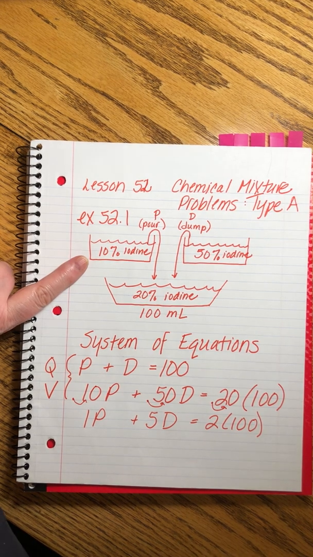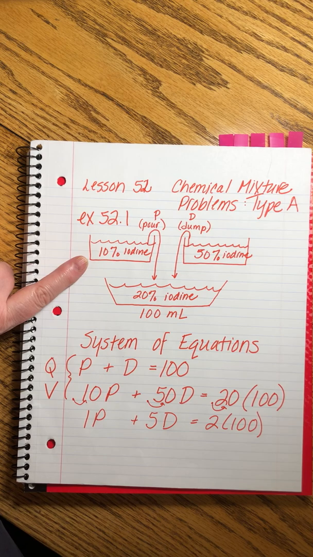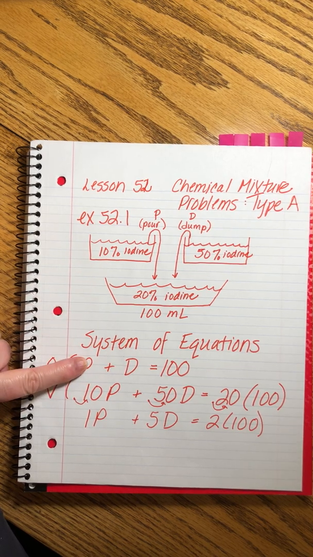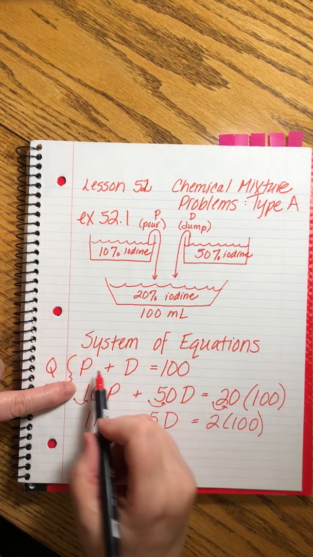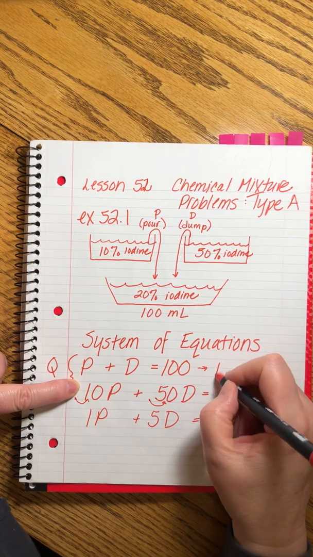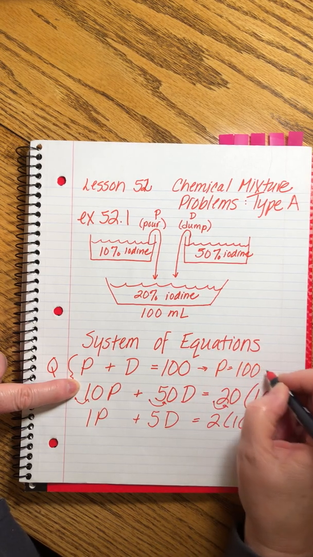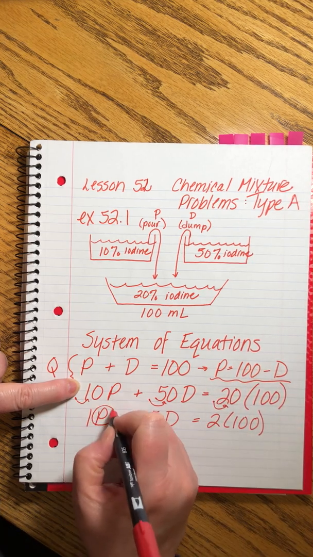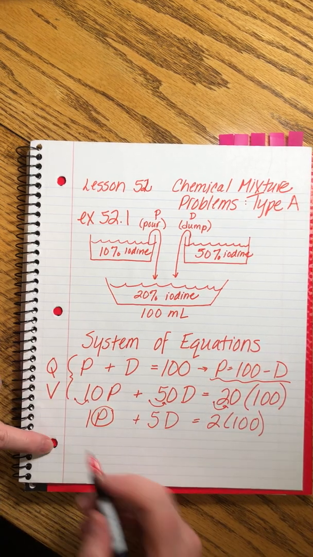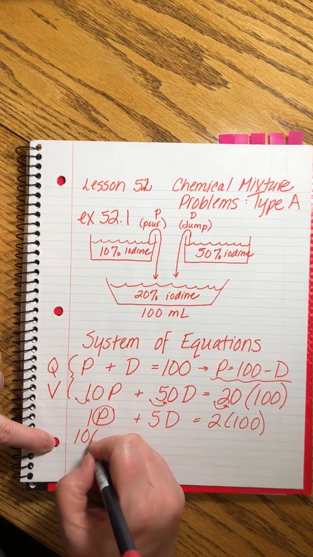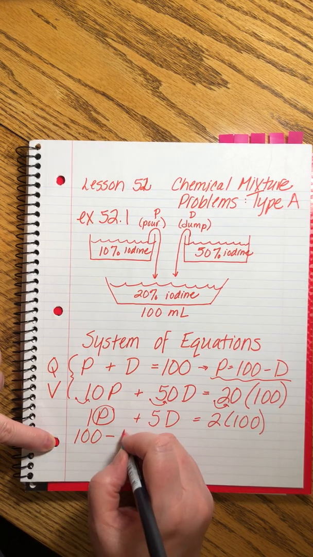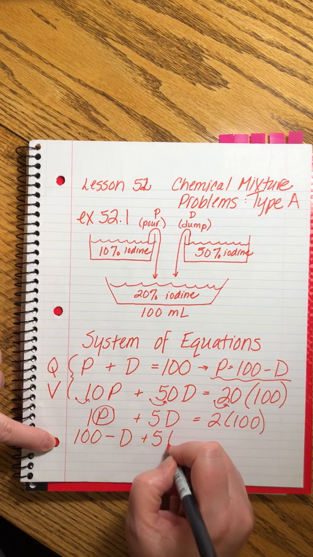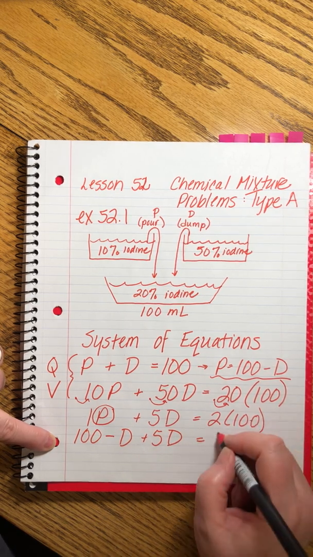All right, so now we have a system of equations that we'd like to solve. I propose we use substitution. I propose that we switch this into being p equals 100 minus d, and then I propose that we drop that in right there to our second equation. So we would have 100 minus d plus 5d equals 200.